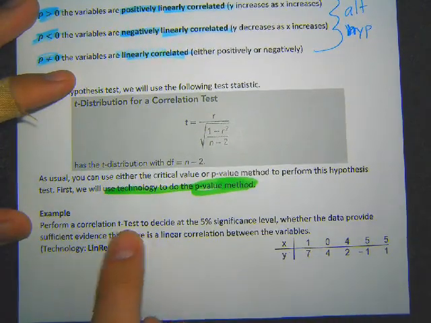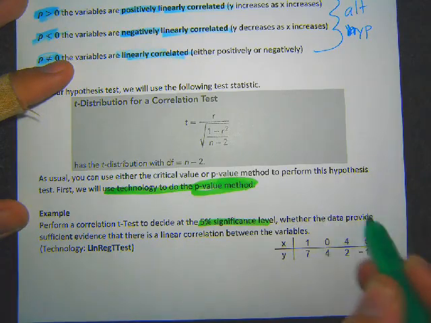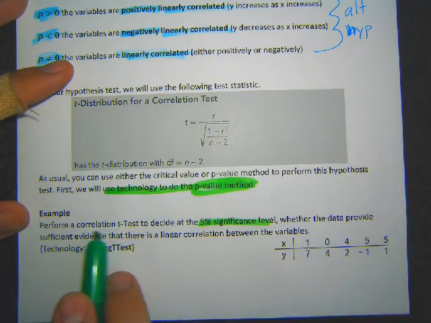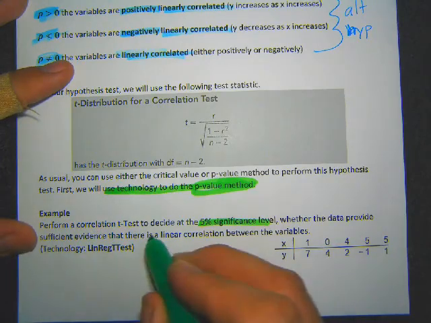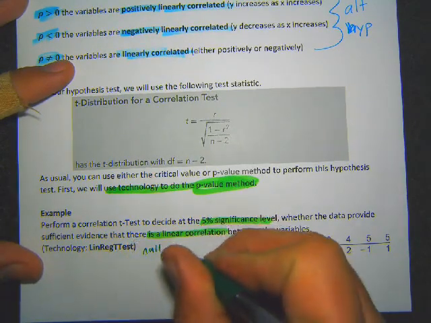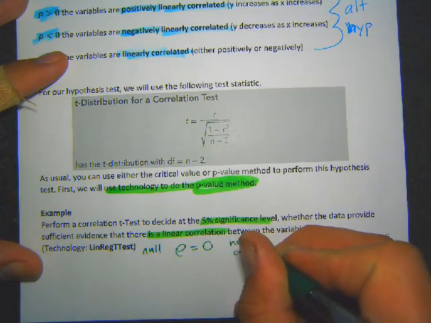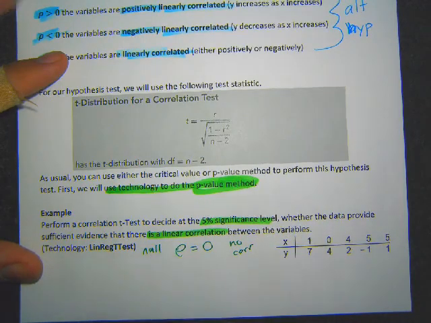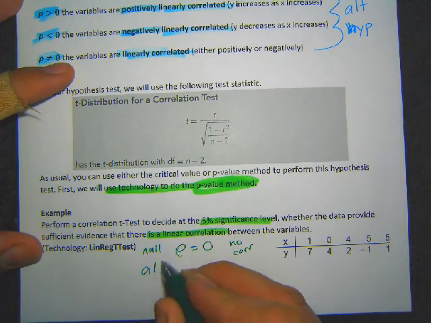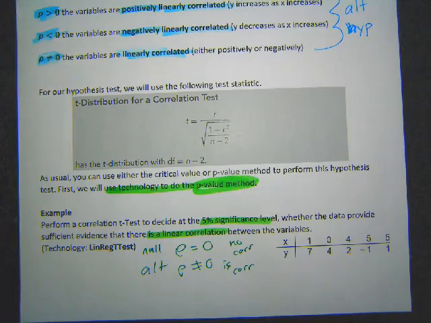So we want to do a correlation t-test. We're looking for correlation, and as a t-test, we're going to do it at the 5% significance level. Given the data provided, see if there is a linear correlation. So remember the null hypothesis: the null here would be that there's no correlation, that rho is equal to 0. And since they're just looking for correlation, not saying positive or negative, the alternative would be that rho is not equal to 0, and that is correlation. There's a connection between the data.